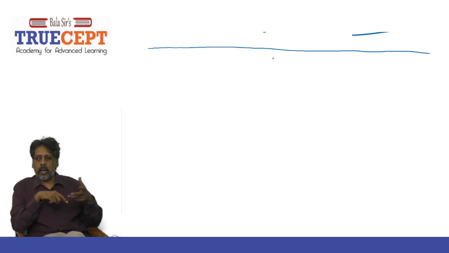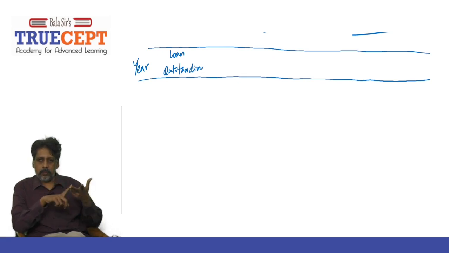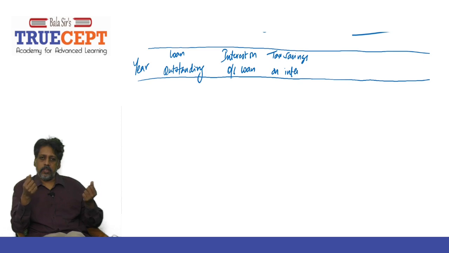The column heads are, what is that? Year. The second column will be the loan outstanding, and the third column you can make interest on the loan outstanding that you're going to pay, at the end of each year. What is the fourth column? It is the tax savings on interest, or the tax shield, right?